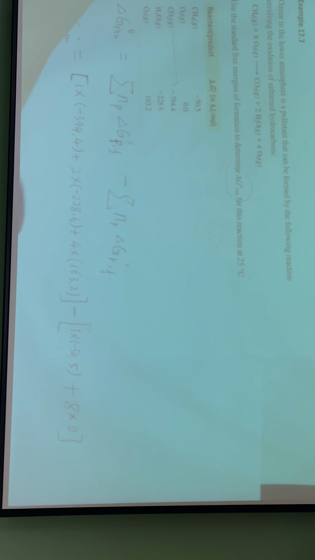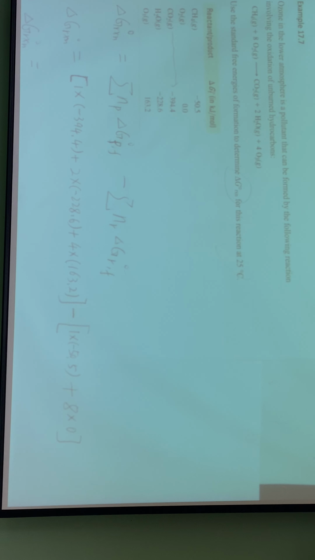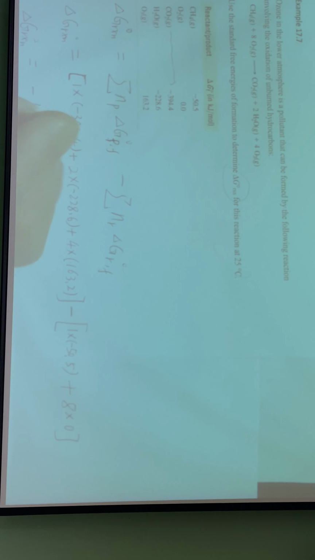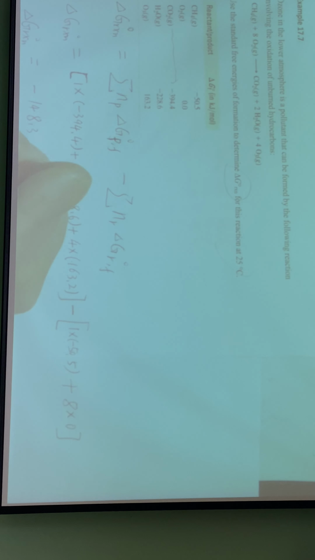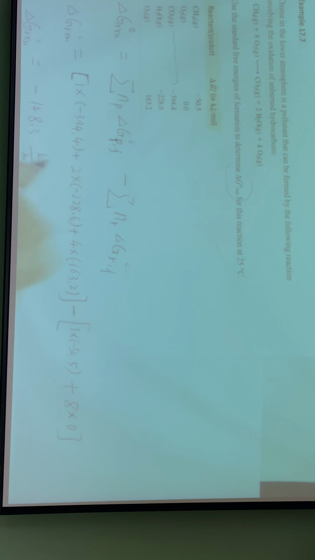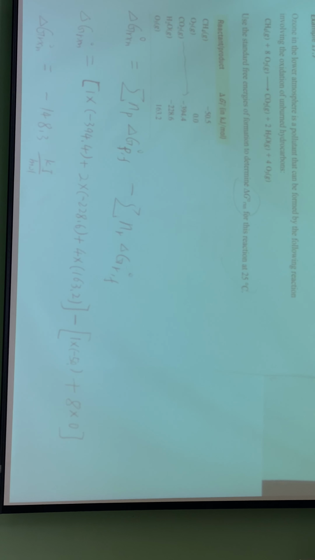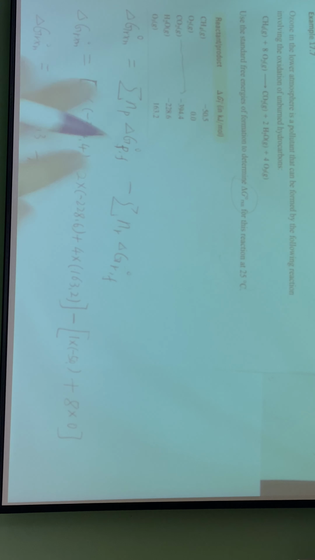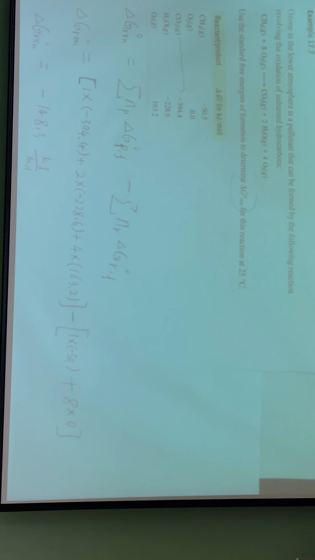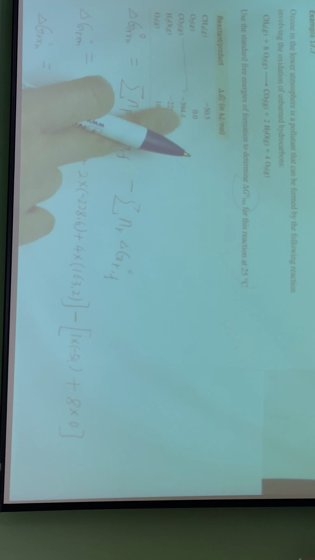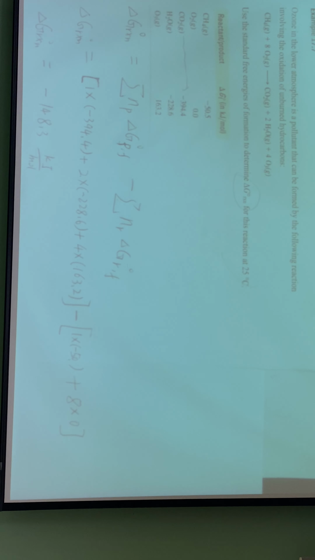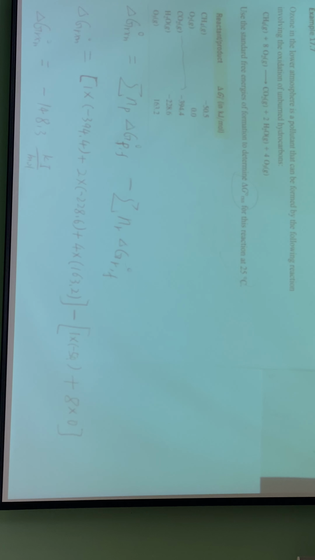What did I get? Negative 148.3 kilojoule per mole. So is it spontaneous or not spontaneous? Delta G negative. Spontaneous. Yeah, the question can be changed, not ask you delta G, but ask you if this reaction with this information is spontaneous or not spontaneous. So you still need to calculate delta G, right? So it's a spontaneous process.